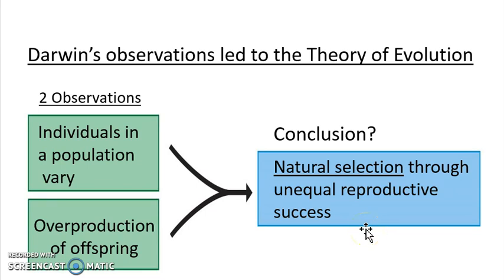And the conclusion that Darwin drew is that this led to natural selection, that there was unequal reproductive success going on. And again, it's not necessarily that the strong are the ones that survive. When we look at this idea, it's the individuals that are best adapted to their environment that can win that struggle for resources. They're the ones who are going to have enough energy, they're going to have enough food and water and living space to be able to win this battle of unequal reproductive success.